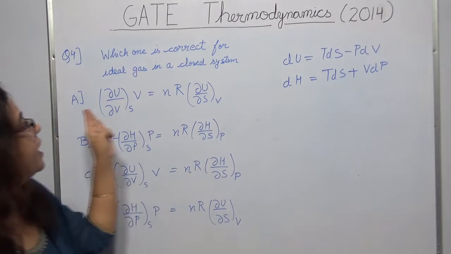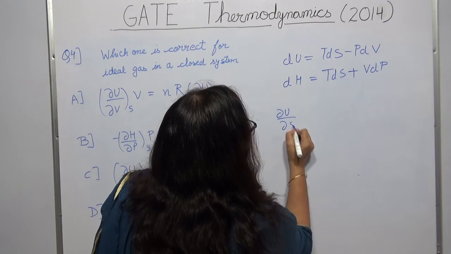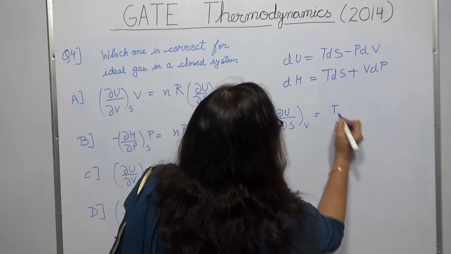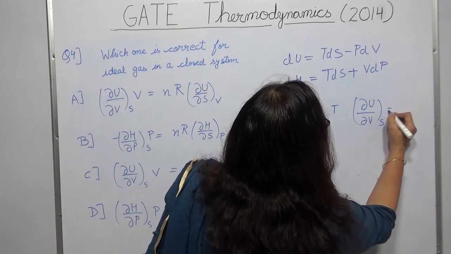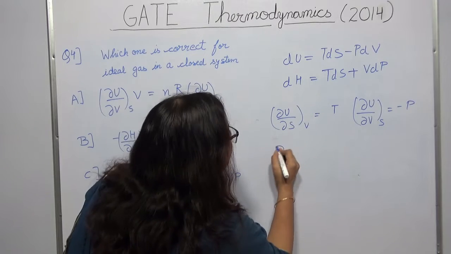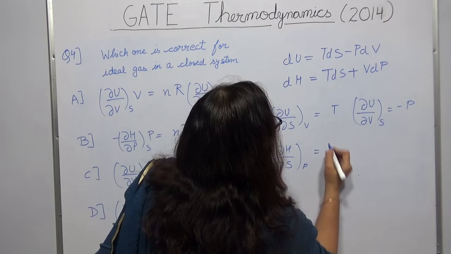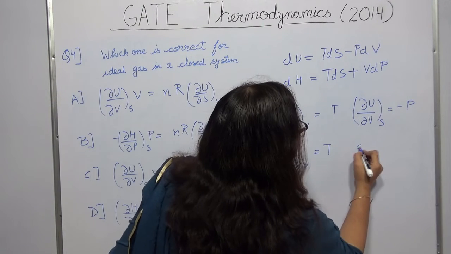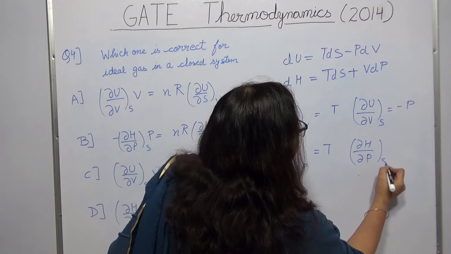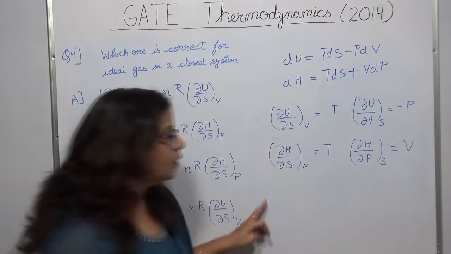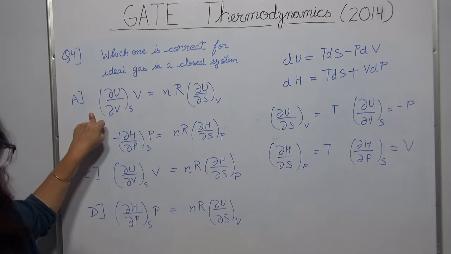Now from these equations I will write down these partial derivatives. First, del U by del S at constant V is equal to T, and del U by del V at constant S is equal to minus P. Similarly, del H by del S at constant P is equal to T, and del H by del P at constant S is equal to V. So I have written these equations. Now I will put in these partial derivatives one by one and see which one is correct.